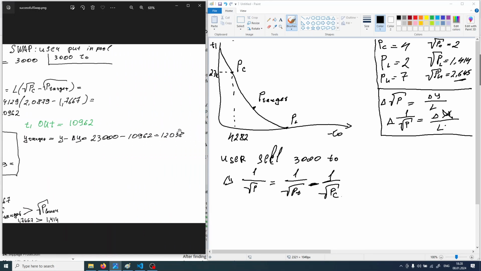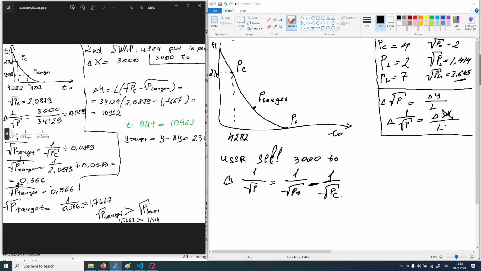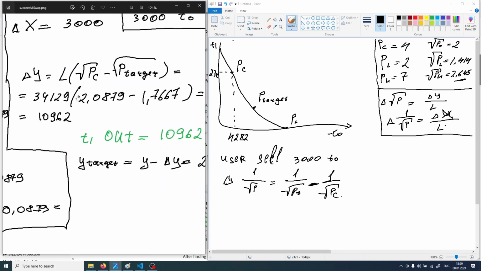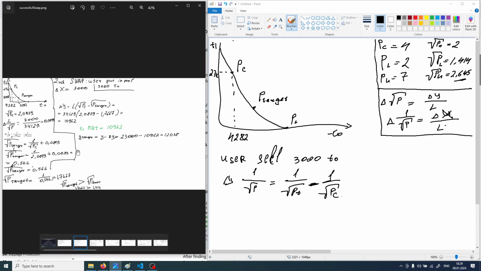and we can calculate the new Y. So we can see that the new X, the new reserves of token 0, will be 7,282, and the new reserves of token 1 will be 12,000. Okay, it was the second swap.